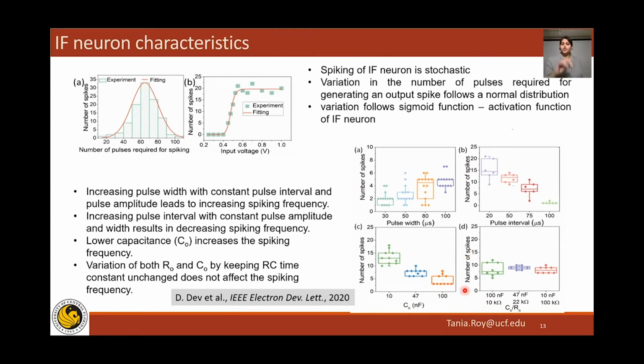And finally, if we change the C and R both values, but keep C0 over R0 as a constant, then we see that the number of spikes is remaining constant. So here it is showing that all the characteristics of the integrate and fire neuron are being followed: all or nothing spiking, and the spiking frequency is modulated with pulse amplitude, pulse width, the interval between pulses, and also circuit parameters like C naught and R naught.